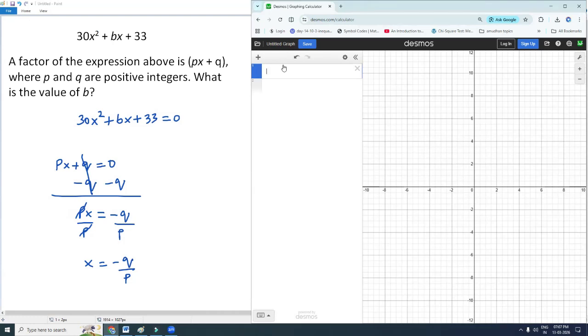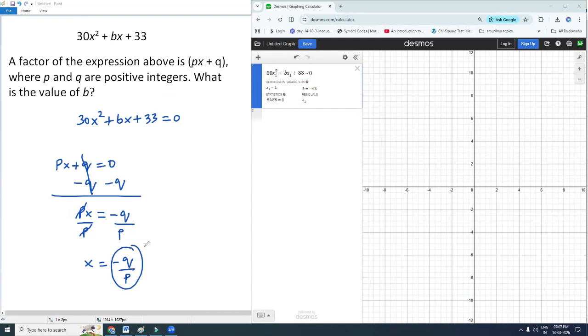That is 30 x1². Let me take positive b times x1 + 33. Then we have to take the tilde sign 0. Instead of x, we have x1 in Desmos in the quadratic equation over here. So this is a value for x1 in the quadratic equation we have in Desmos.